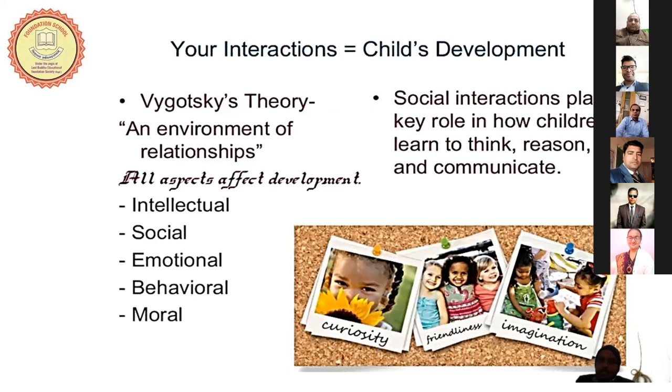Why are our interactions very important for children? Because our interactions equal a child's development. All these things are mentioned here, the theory given by Vygotsky. You can see an environment of relationships. These are the references. Social interactions play a key role in how children learn to think, reason, and communicate. So social interactions are very important. Our interactions particularly are very important.